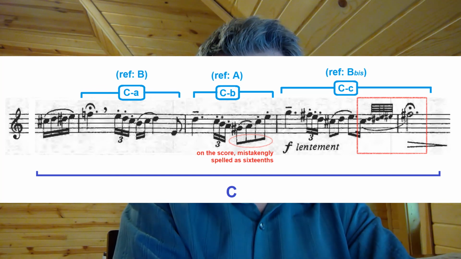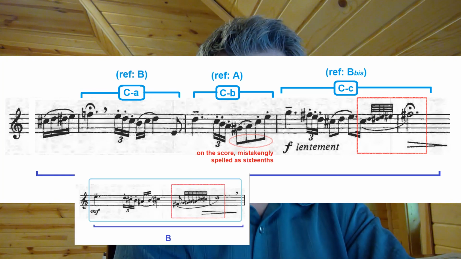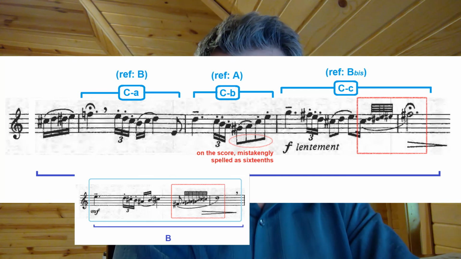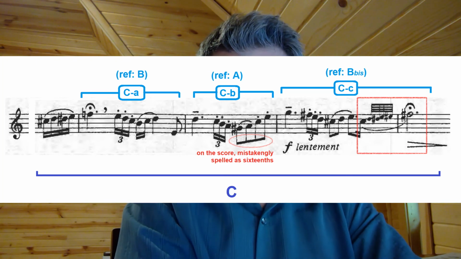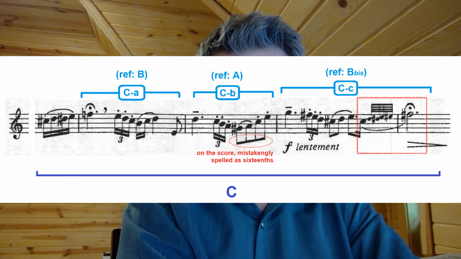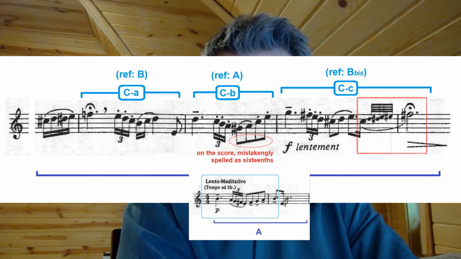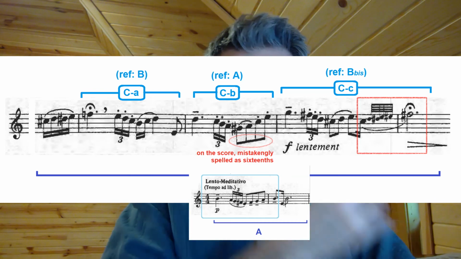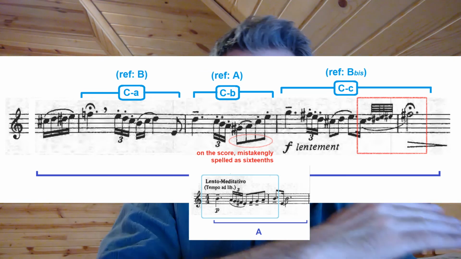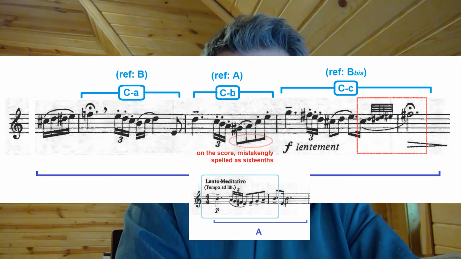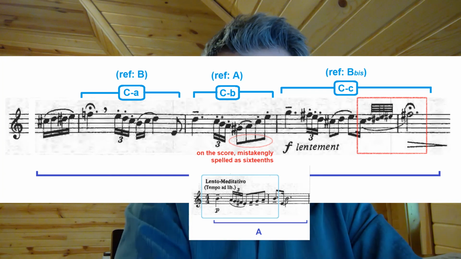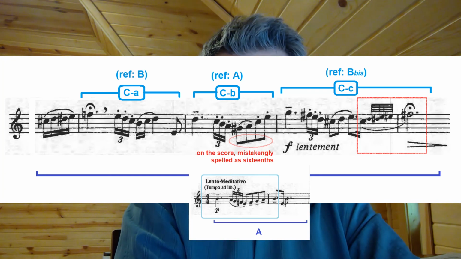With B, the first of the three B elements, it's essentially the same. If you look at C-B, it is almost identical to A, with the difference that we have an intervallic structure that is more akin to an arpeggio. So the span of the motion in C-B is bigger, but the melodic and rhythmic structure is identical.